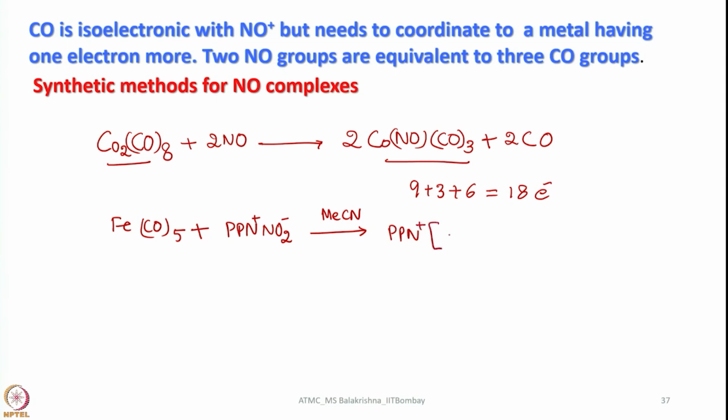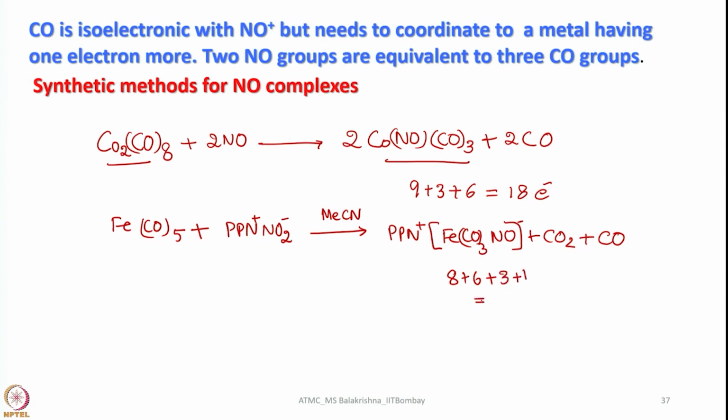It is a counter cation and what we get is Fe(CO)3NO minus plus CO2 plus CO. So, now let us count the electrons here. So, if we take Fe, that is 8 plus 6 plus 3. So, one negative charge is there.